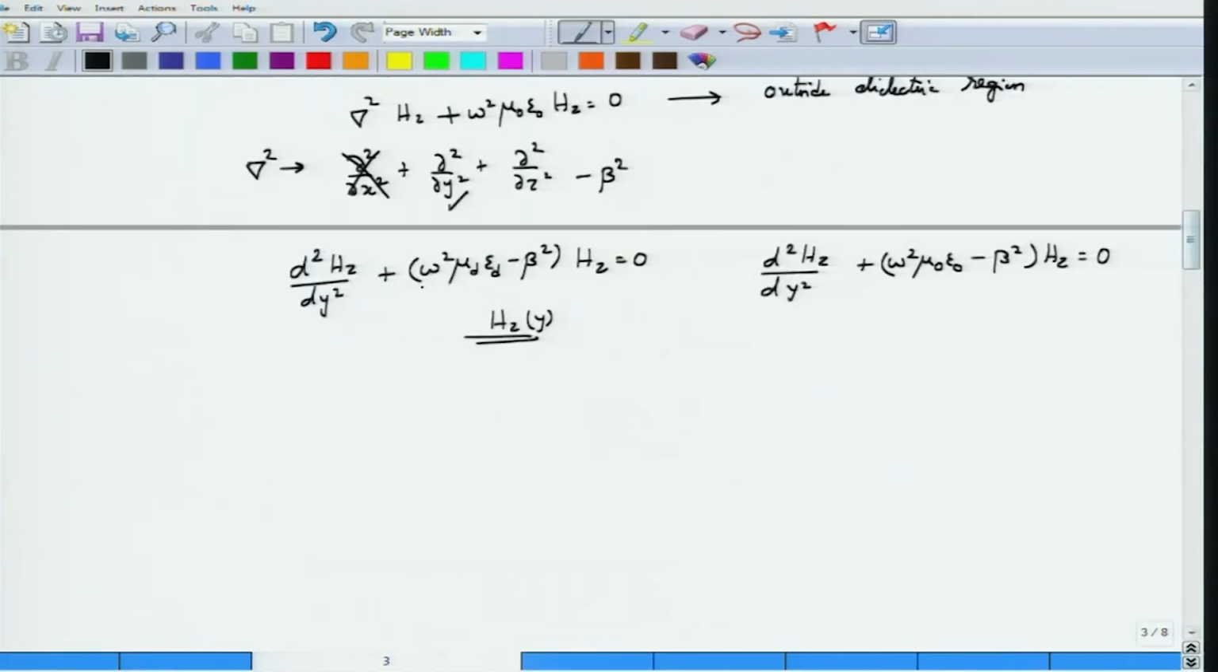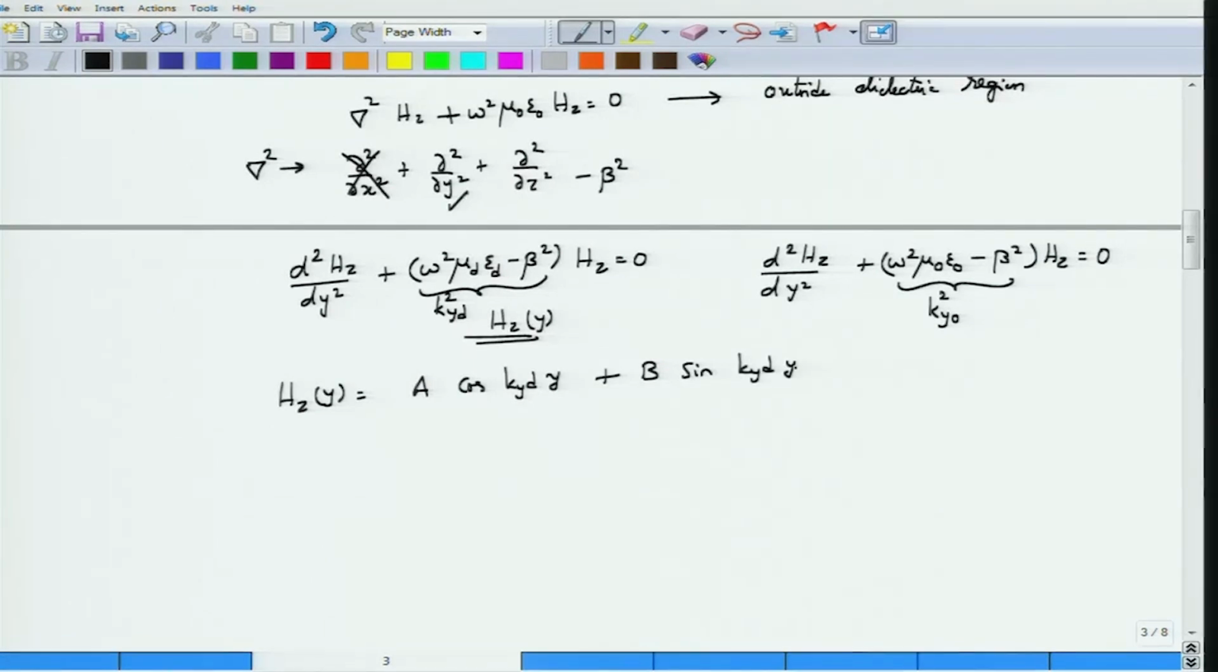We can have a shorthand notation: call omega square mu d epsilon d minus beta square as k y d square, and call omega square mu 0 epsilon 0 minus beta square as k y 0 square. The 0 stands for outside the dielectric region. Now how do I solve this equation? Well, these are second order ordinary differential equations. The solution for these equations is also known. Hz of y will be some a cos ky d y, or it could be b sin ky d y.